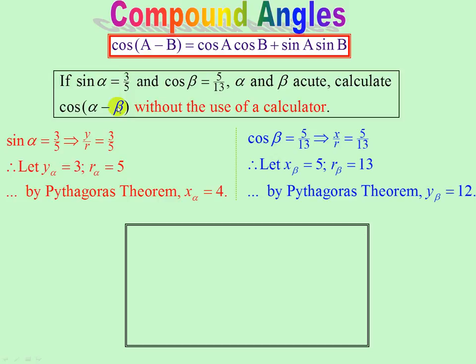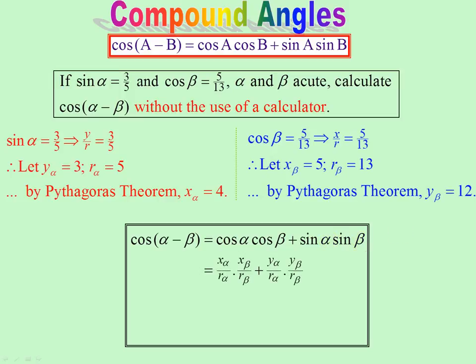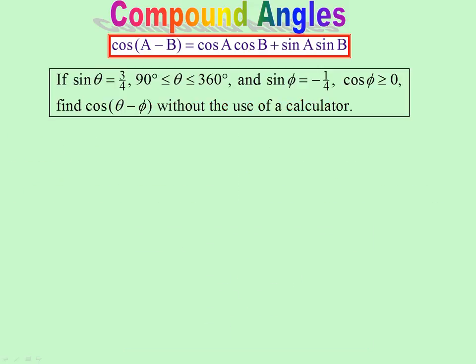So now we're told to find cos of alpha minus beta. So we do. We just expand it. There we are. Cos alpha cos beta plus sine alpha sine beta: so it's x over r for alpha, x over r for beta, y over r for alpha, y over r for beta. We know all those values, so we substitute. And there we are. Common sort of question. Let's do another one.